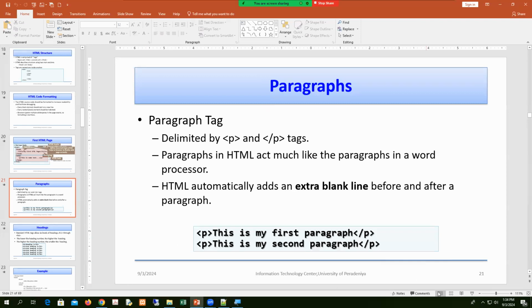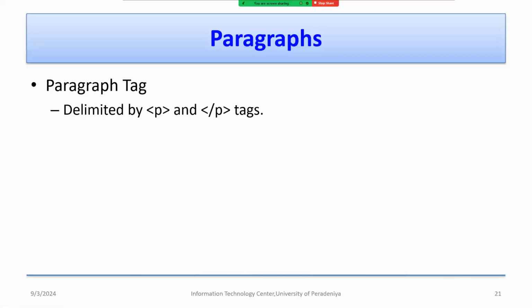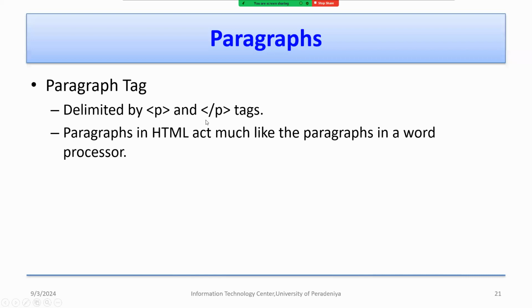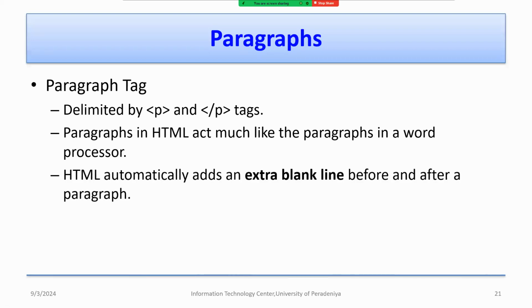Now let's see how to include a paragraph. So how to include paragraphs for the web page. Here there is a tag called P. So we can include the opening P tag and the closing P tag. Between the opening and closing paragraph tags, we can have a paragraph. The HTML paragraph tag automatically adds an extra blank line before and after the paragraph.